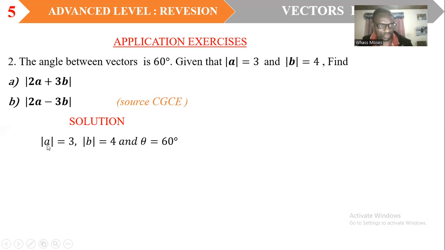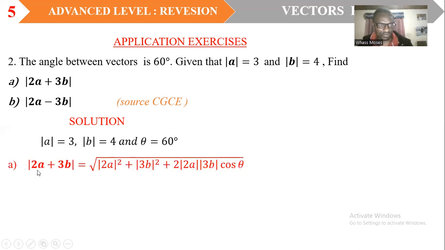Solution. The magnitude of A is equal to 3, the magnitude of B is equal to 4, and theta is equal to 60. This is just the information we have in the question. Now, A, we use the formula we know to find the magnitude of 2A plus 3B, given by the square root of the magnitude of 2A all squared plus the magnitude of 3B all squared plus 2 times the magnitude of 2A times the magnitude of 3B times the cosine of the angle theta.